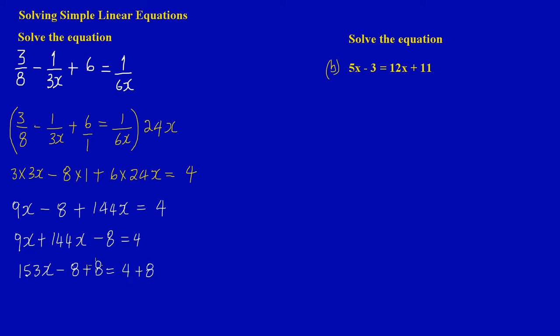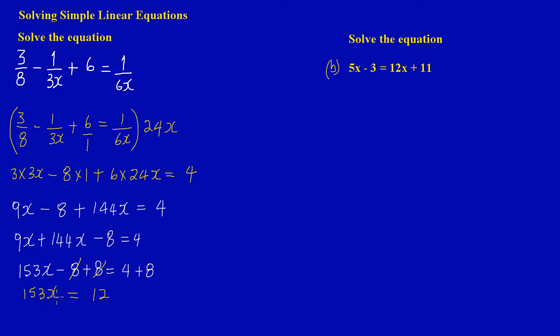All right, so a positive 8 will cancel out with a negative 8. Hope you're seeing that right there when I remove my 8 onto that side. So I will now have 153x is equal to 4 plus 8. That will give me a 12. So let's simply now just divide through.